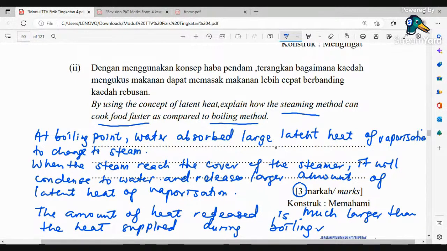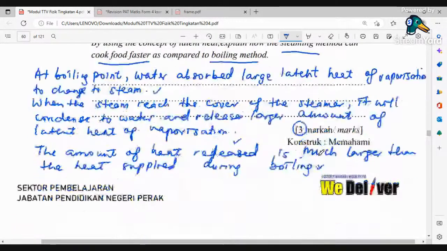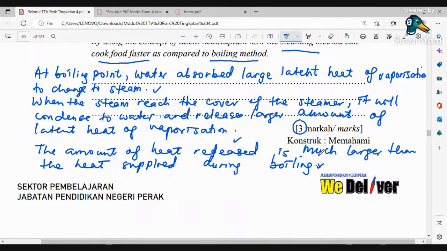Okay, jadi you kena explain process of condensation, then you compare heat energy release. Jadi ada 3 point di sini. Mesti ada 3 point. Boleh baca, then you can use your own words. If you understand, you can use your own words. Maybe my explanation here is quite long. You can make it shorter. Ini release, yang dibebaskan.